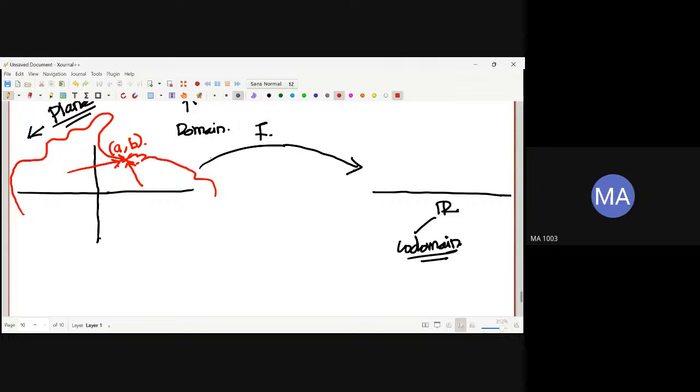So basically when I can say that it doesn't matter in which direction I'm coming to a, b, it doesn't matter what direction I'm taking, the value of the function will always approach a fixed number. It doesn't matter in which direction.